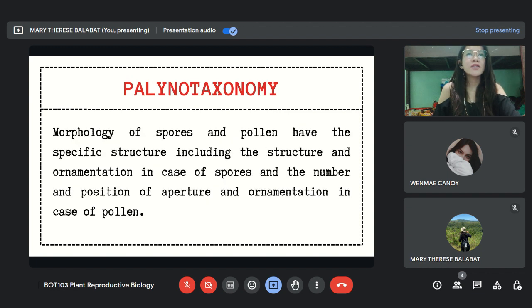Palynotaxonomy is the morphology of spores and pollen that have specific structure, including the structure and the ornamentation in the case of spores, and the number and position of the aperture and the ornamentation in the case of pollen. The constant spore and pollen characters of a particular species are extremely helpful in the taxonomic identification of genus, even at the species level.